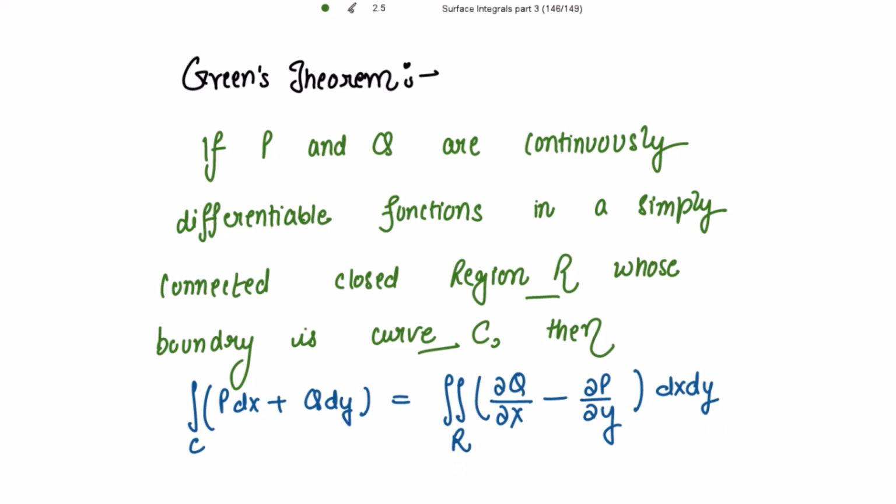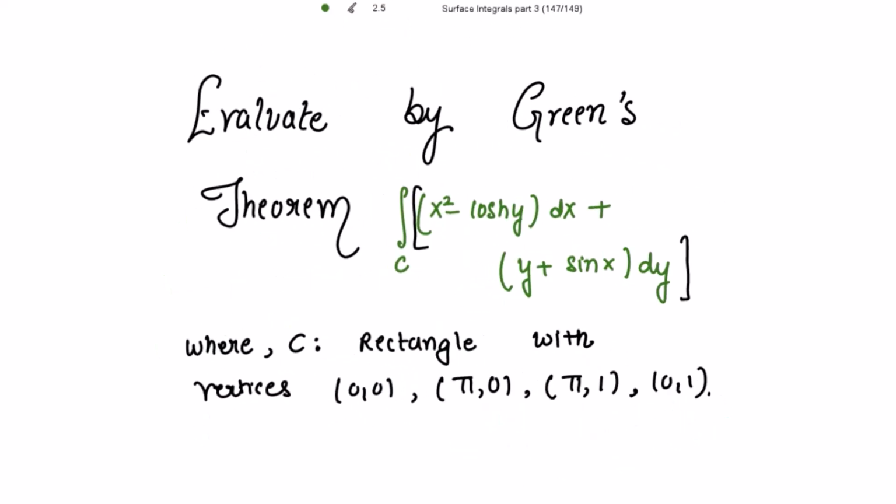Please remember, if we are having P with dx, then we have to partially differentiate P with respect to y. This is just the way to remember the result. Similarly, if we are having Q with dy, then we have to differentiate Q partially with respect to x. Right? So let's move on to the example. Evaluate by Green's theorem this line integral, where C is a rectangle with these given vertices.